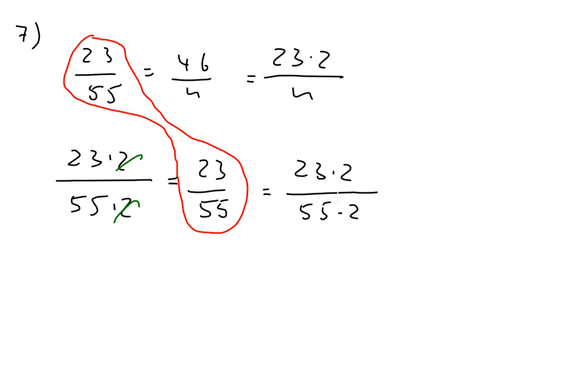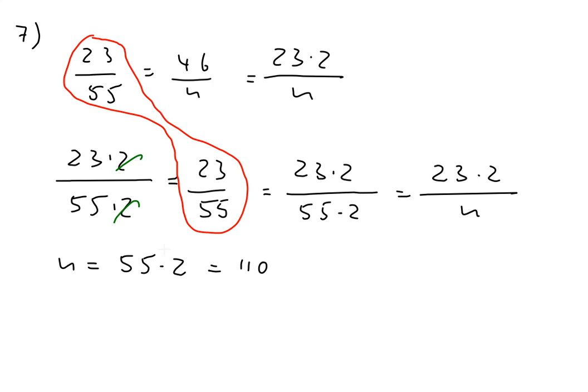We don't want to cancel them out because now we have this equation from here where we can see the numerator is the same. Therefore the denominator should also be the same. So n is 55 times 2, which is 110.